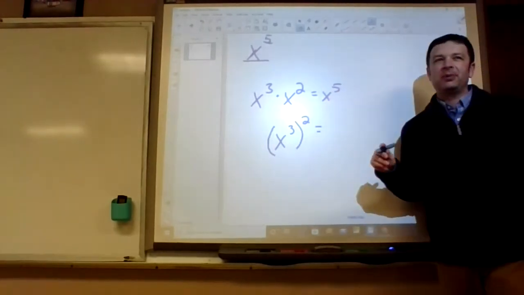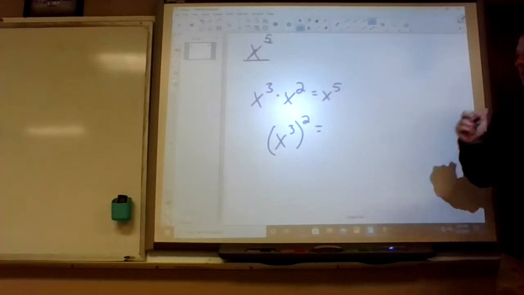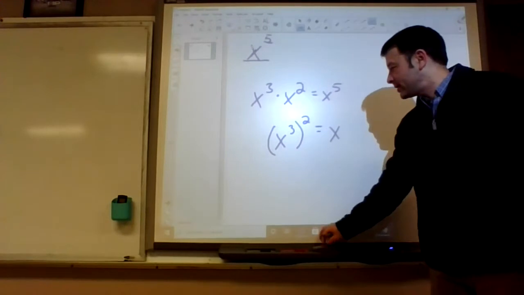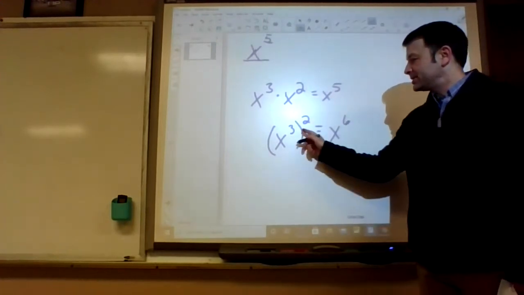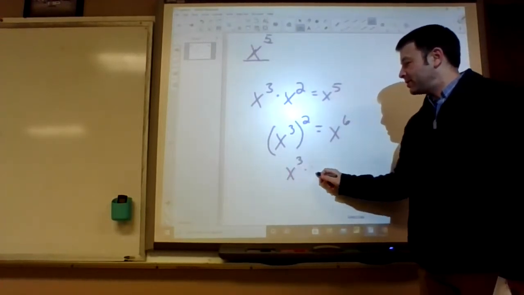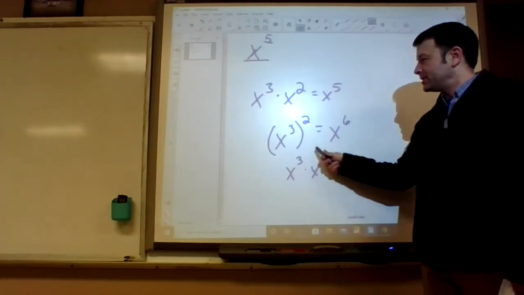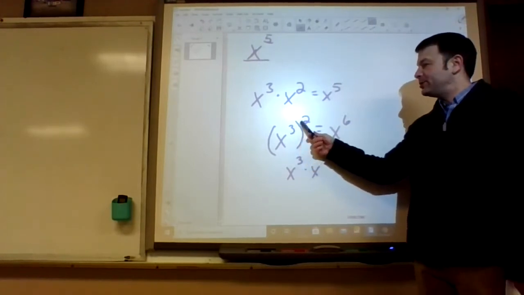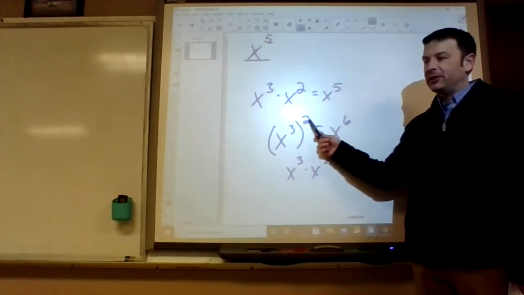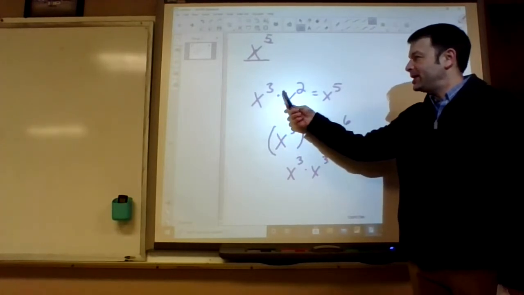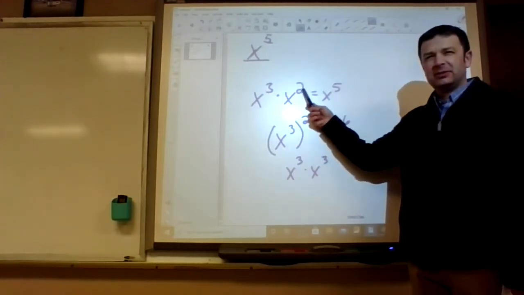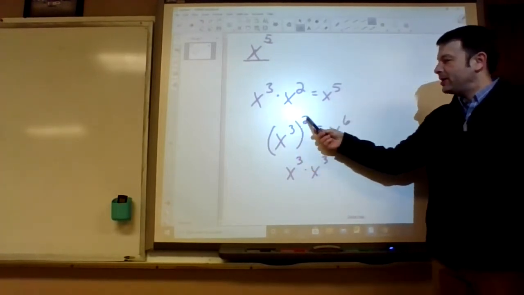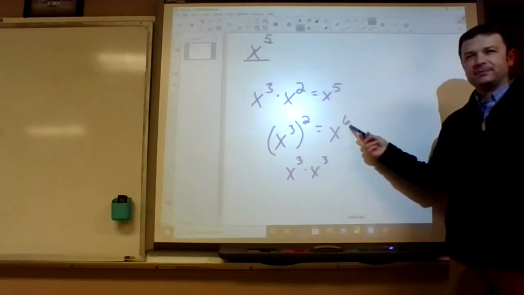What if I had x to the third, squared? Will: x to the 6. That is correct. X to the third squared means x to the third times x to the third, so it's 3 plus 3, or 3 times 2. When you have a power to a power, it's multiplied. When you multiply the same base, you add their exponents. When you're doing a power to a power, it's multiplied.